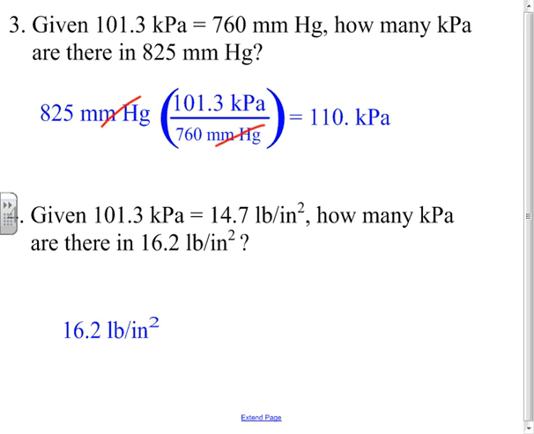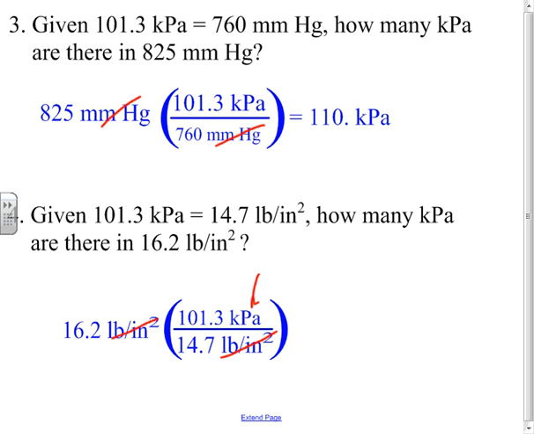One more, given 101.3 kilopascals equals 14.7 pounds per square inch, how many kilopascals are in 16.2 pounds per square inch? Again, arranging our equivalent, so like units will cancel out, giving us the units asked for, will give us a solution of 112 kilopascals. Here we have to multiply by the 101.3 times the 16.2, then divide by the 14.7, giving us that solution.